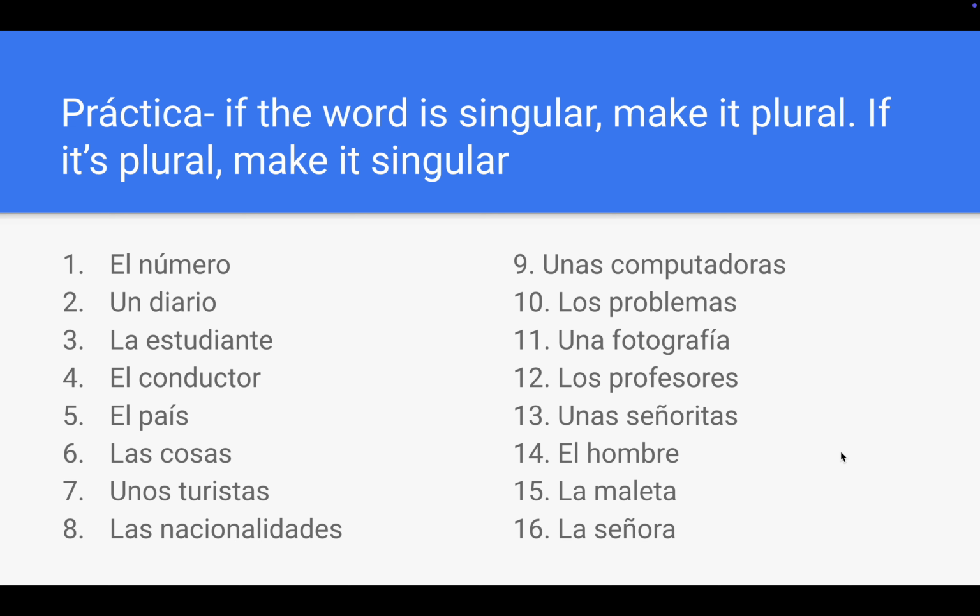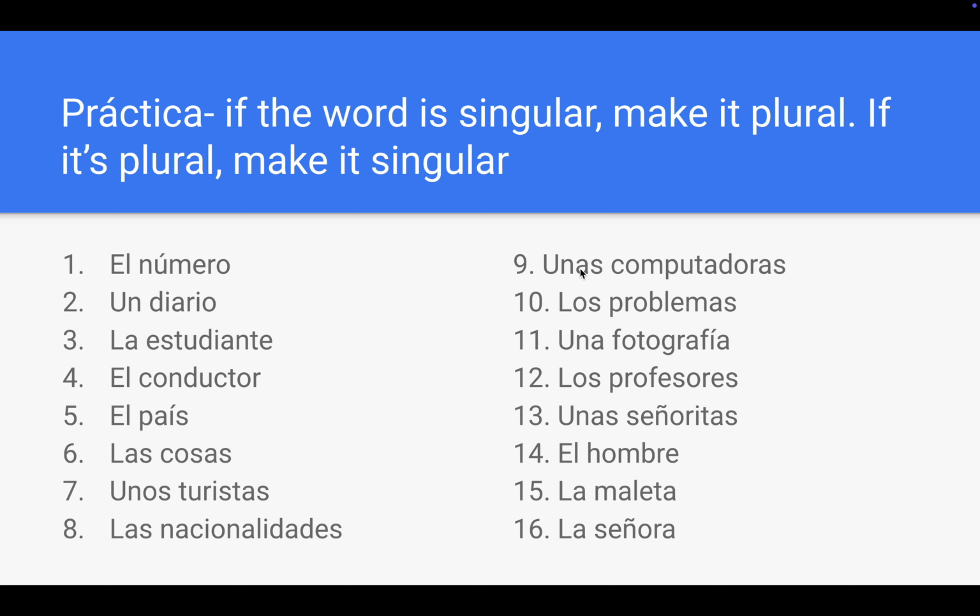Okay, here's another practice. In this practice, if the noun and article are singular, you're going to make it plural. If the noun and article are plural, you're going to make it singular. So for instance, in number 9, this one is using an indefinite article, unas computadoras. So you're going to make this singular.